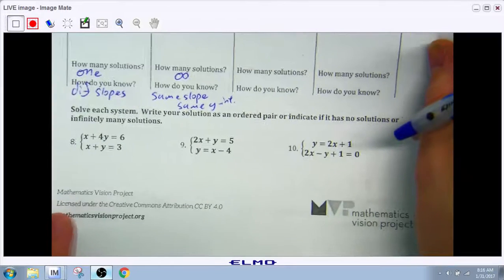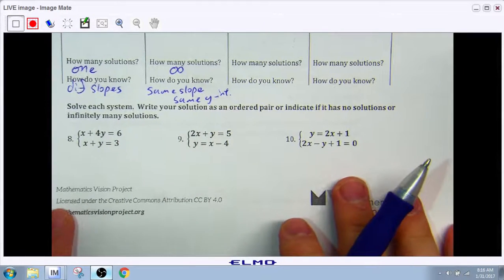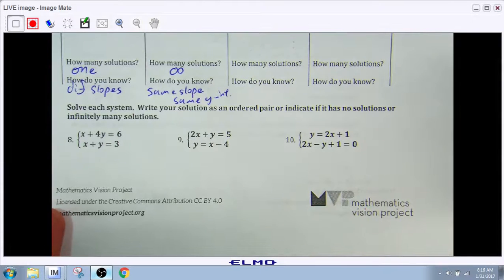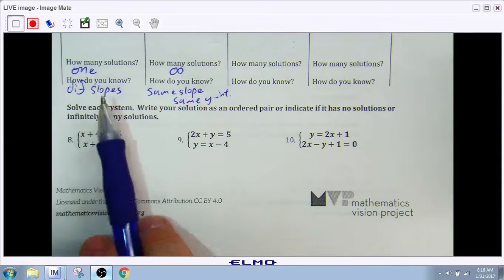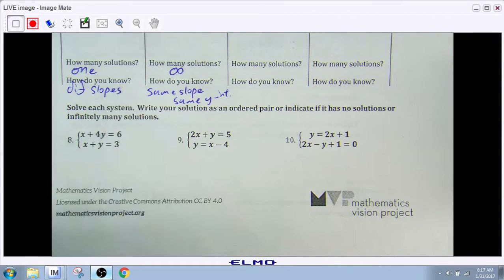Solve each system, write your solution as an ordered pair, or indicate if it has no solutions or infinitely many solutions. So we're pretty much doing the same thing. But this time it wants us to solve it if there is an ordered pair. Back here on number 4, we didn't actually solve it. We were just able to say that there was one. Now we're going to be expected to find it if there is.